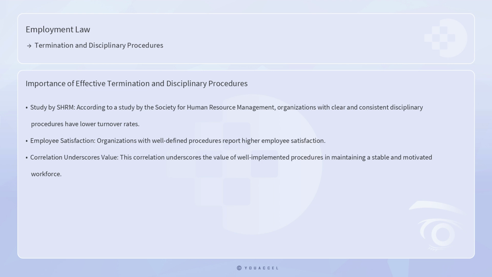Statistics reveal the importance of effective termination and disciplinary procedures. According to a study by the Society for Human Resource Management, organizations with clear and consistent disciplinary procedures have lower turnover rates and higher employee satisfaction. This correlation underscores the value of well-implemented procedures in maintaining a stable and motivated workforce.